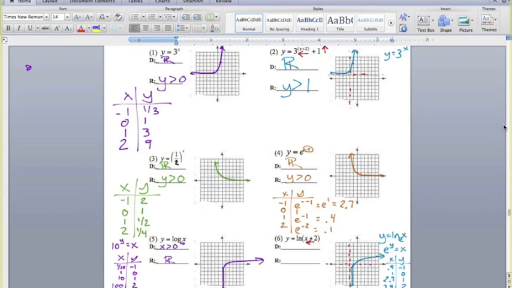Domain is limited because we have a vertical asymptote we're never going to cross. So what's that domain going to be? X is greater than negative 2. That shift that we made moved that asymptote over 2 spots, and we're never going to cross that line now. Our range is going to be all reals.